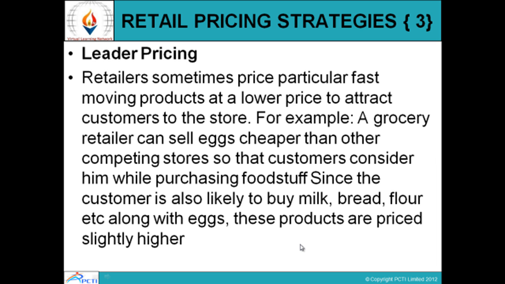Leader pricing. Retailers sometimes price particular fast-moving products at a lower price to attract customers to the stores. So, fast-moving products at a lower price are offered to attract customers. For example, a grocery retailer can sell eggs cheaper than other competing stores so that customers consider him while purchasing foodstuff. Since the customer is also likely to buy milk, bread, flour, etc. along with eggs, these products are priced slightly higher.